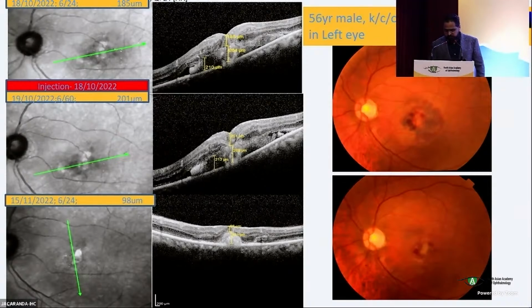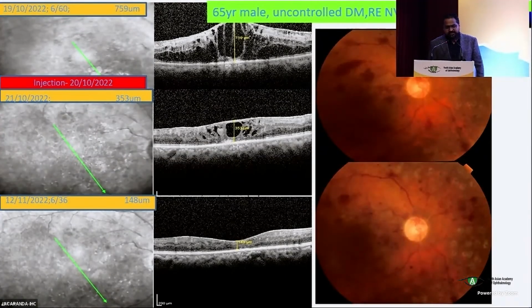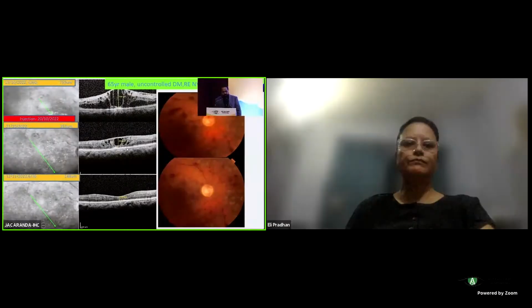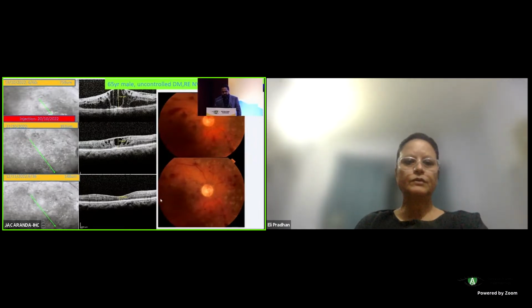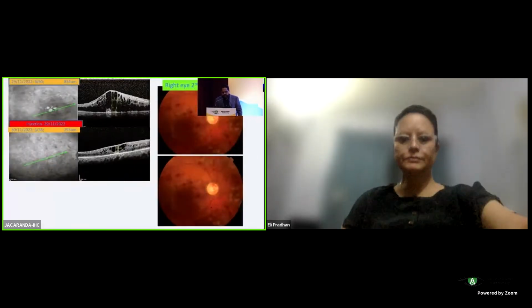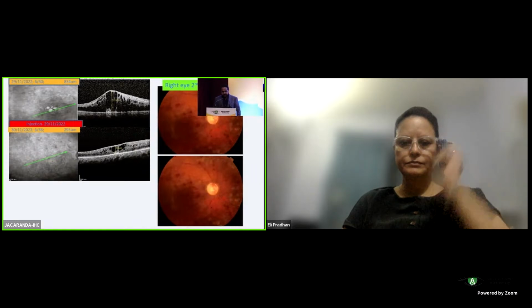And this is patient 2. This is a patient of CRVO, uncontrolled diabetes, and with NVG also. So after the first injection, there is a reduction in the central subfoveal thickness. And after the second injection, you can see almost there is no fluid at all. So it is as good as the innovator molecule Eylea. So it works. And this is another patient.